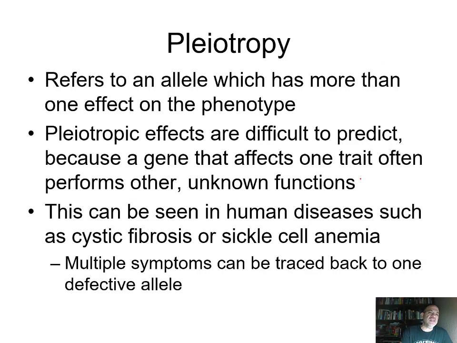Okay, so that's polygenic. And then we have pleiotropy, which is another phenomenon. That refers to an allele that has more than one effect on phenotype. So the gene, the allele, is responsible for many other things.